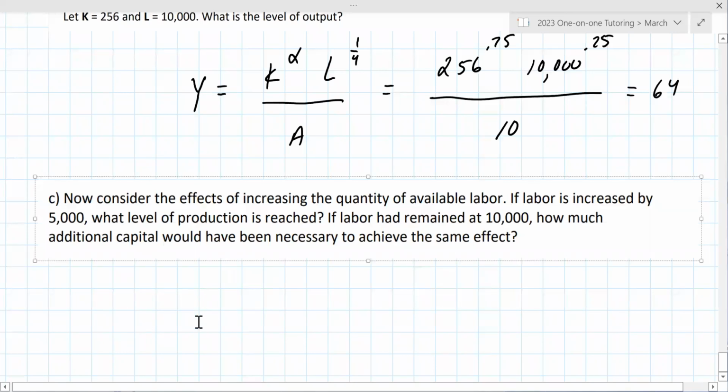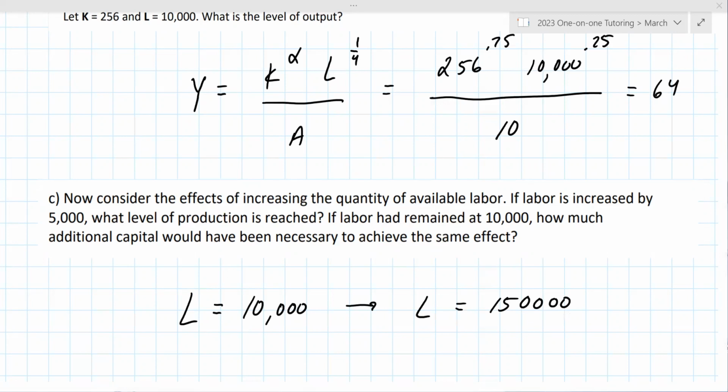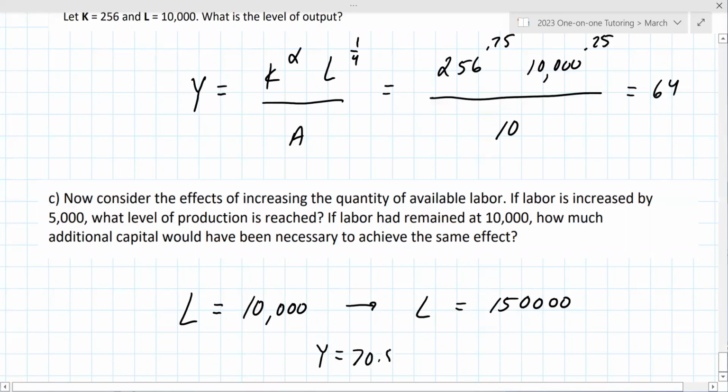But okay, last problem for us for tonight. Now consider the effects of increasing the quantity of labor. If labor is increased by 5,000, basically they're saying L went from 10,000 to 15,000. What level of production is reached? So you've got to do a new calculation for this, where you're just changing that L to 15,000. It shows that that is 70.85. So that's part A.